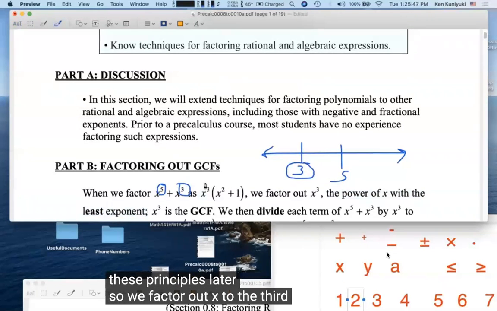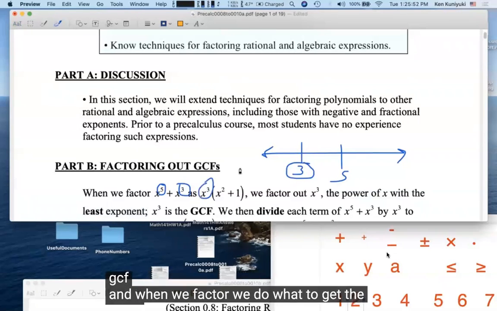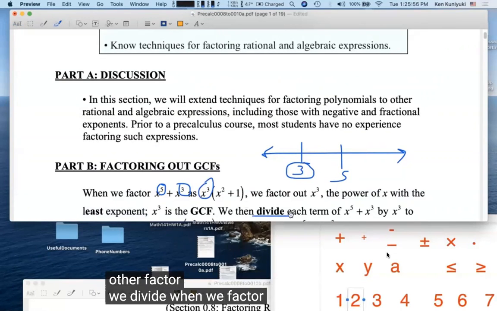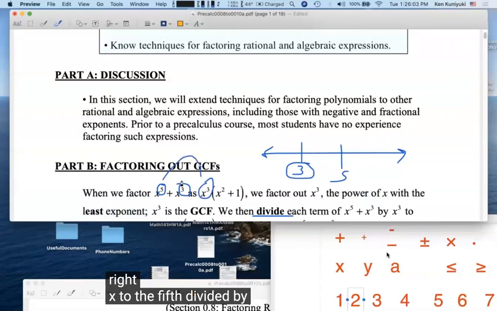So we factor out x to the third as our GCF. And when we factor, we do what to get the other factor? We divide. When we factor, we divide. X to the fifth divided by x to the third.